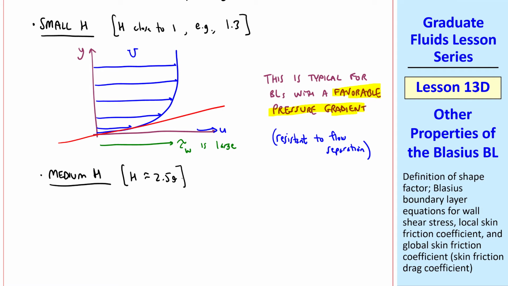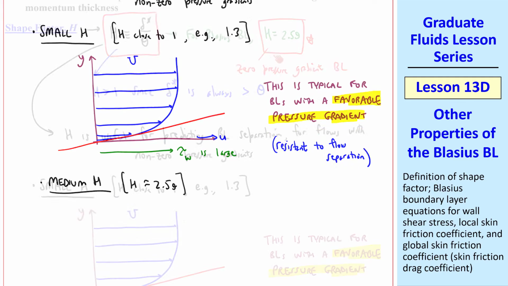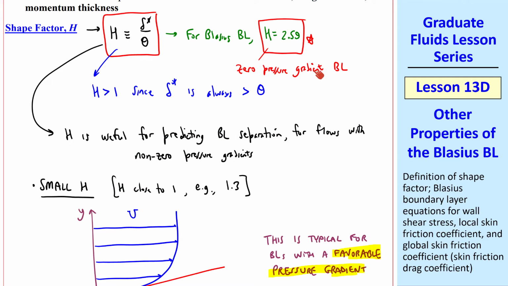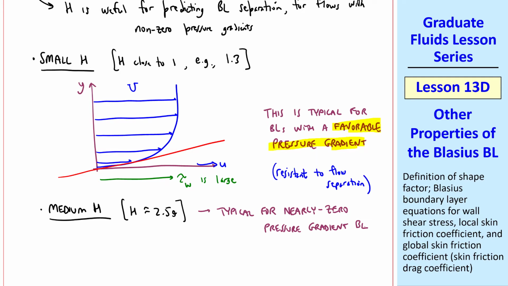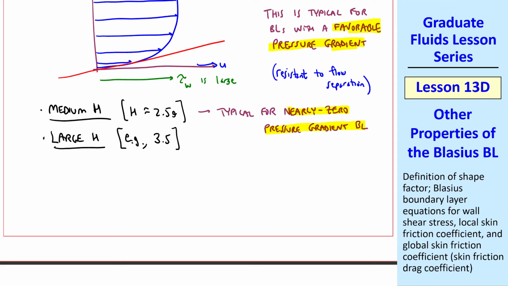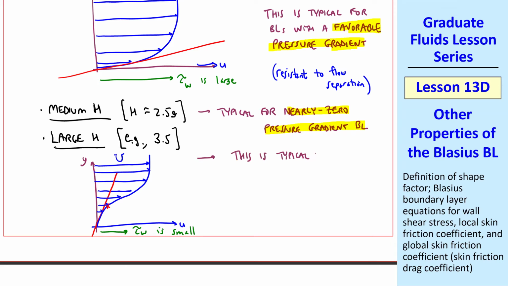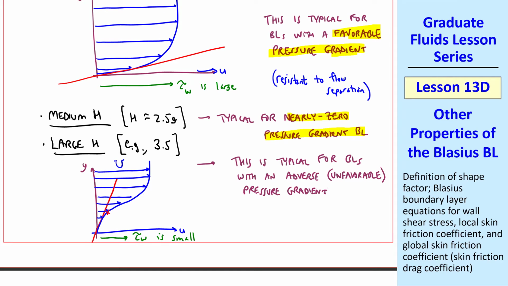Medium values of H, for example, H around 2.59, which is the value for the Blasius zero pressure gradient case, are typical for nearly zero pressure gradient boundary layers. Finally, for large H, for example, somewhere around 3.5 would be considered large, the boundary layer profile shape would look something like this, where you have a very small slope near the wall and an inflection point above the wall. Because we have a small slope near the wall, tau W is small. This is typical for boundary layers with an adverse or unfavorable pressure gradient. We call it unfavorable because it's ready to separate.